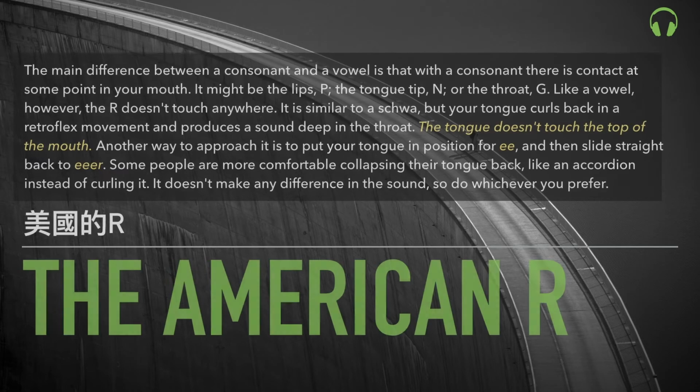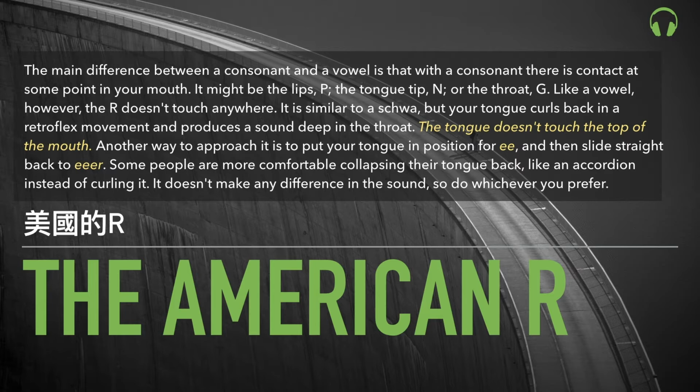The American R. The main difference between a consonant and a vowel is that with a consonant, there is contact at some point in your mouth. It might be the lips, p, the tongue tip, n, or the throat, g. Like a vowel, however, the R doesn't touch anywhere. It's similar to a schwa, but your tongue curls back in a retroflex movement and produces a sound deep in the throat. The tongue doesn't touch the top of the mouth.